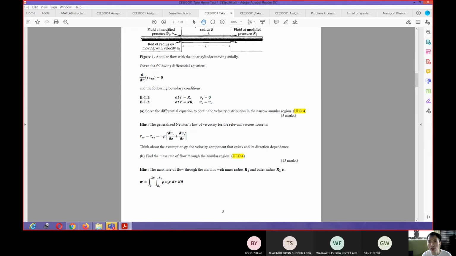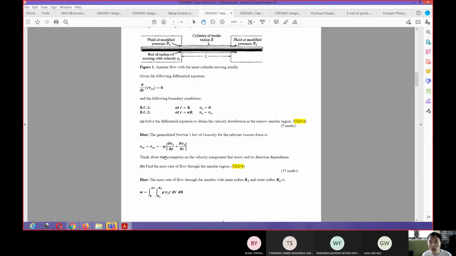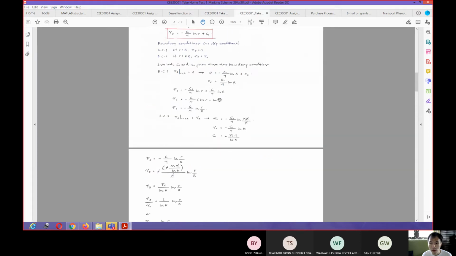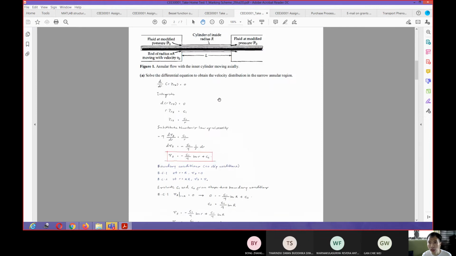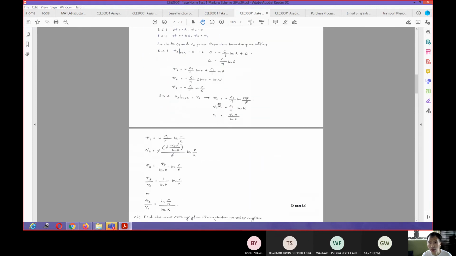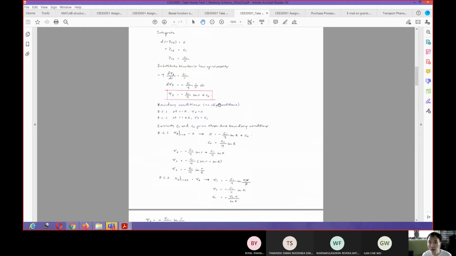Because there is only the velocity in the Z direction, the first quantity will be equal to 0. Correct? That's what you need to check again here correctly. Because you derive this quantity that is minus mu dvz over dr here.